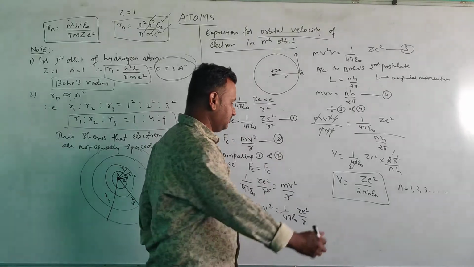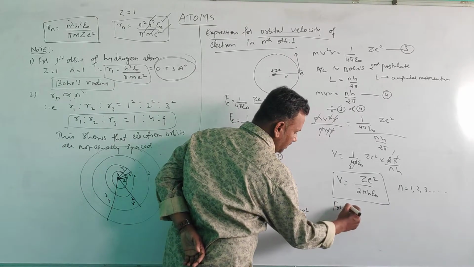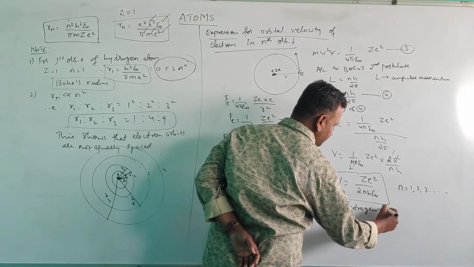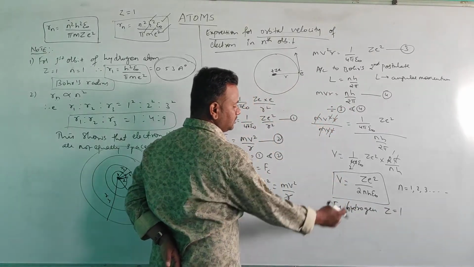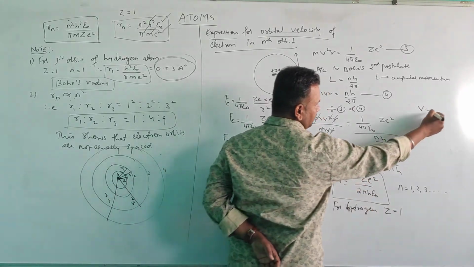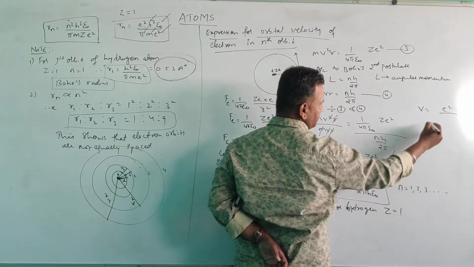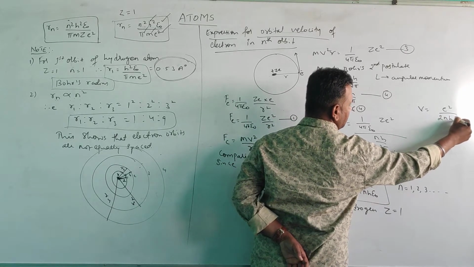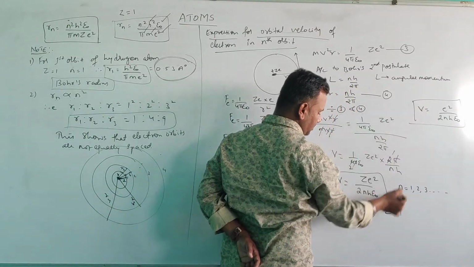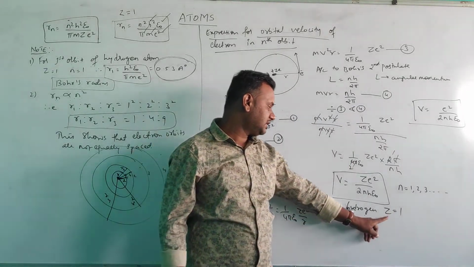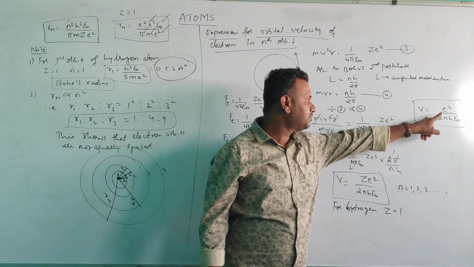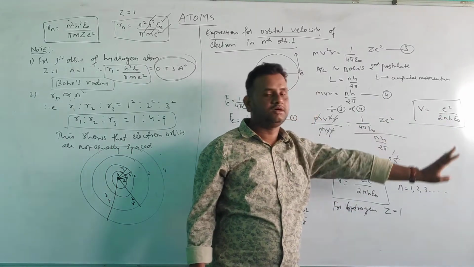For a hydrogen atom, Z is equal to 1. So this expression becomes v is equal to e square divided by 2nh epsilon naught. This expression is for the hydrogen atom, where I have substituted the value of Z as 1.